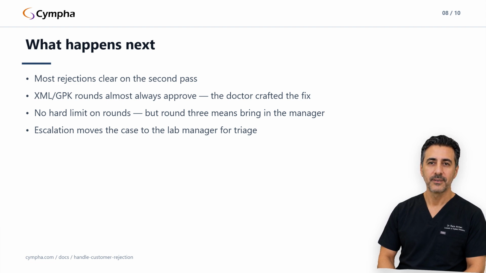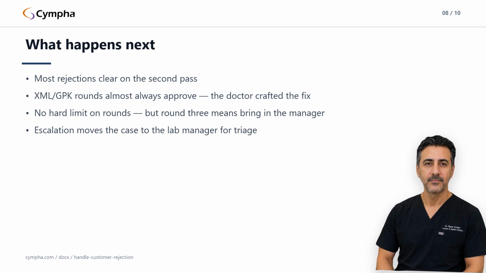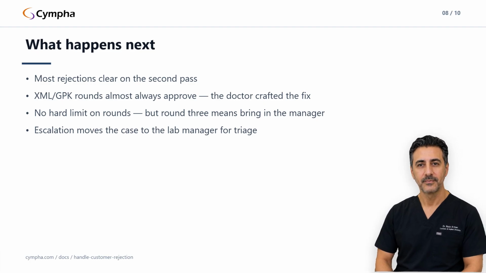There's no hard limit on rejection rounds, but there is a practical one. If you're on round 3, bring in your lab manager and have them sanity check the brief, because at that point the problem is usually the brief, not the design. And if the doctor escalates instead of rejecting, the case flips to escalated and the holder transfers to the lab manager, who triages, usually a quick reassignment back to you with extra context.